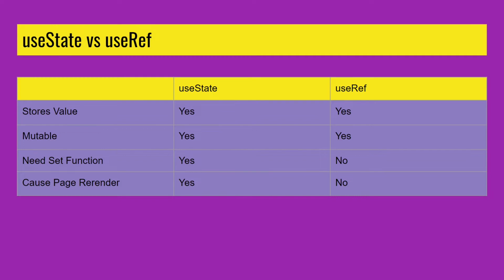So I've created a table to compare useState and useRef. Both of them are able to store values and those values are mutable. However, for useState, in order to update the value, you need to use a set function. And also, if you update the value using the set function, it will cause the page to re-render. Later, we will show an example for this. On the other hand, you can directly update the value in useRef. You don't need a setter function. Also, if you change the value, it will not cause the page to re-render.